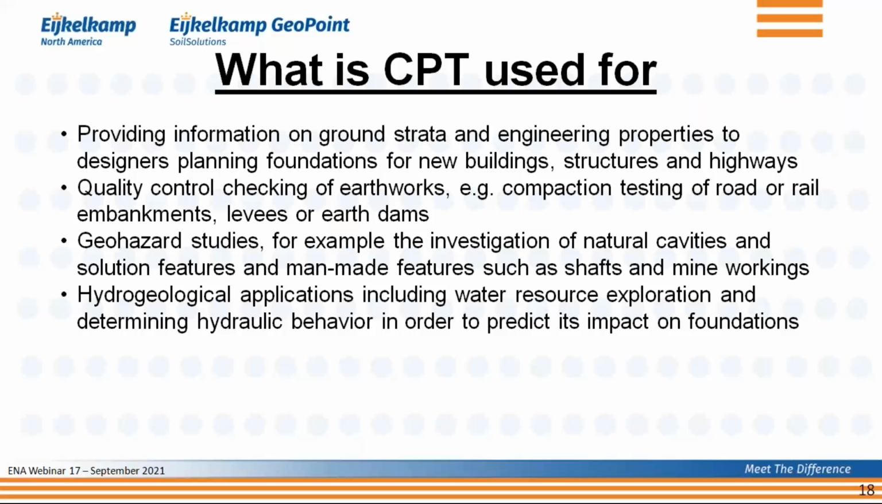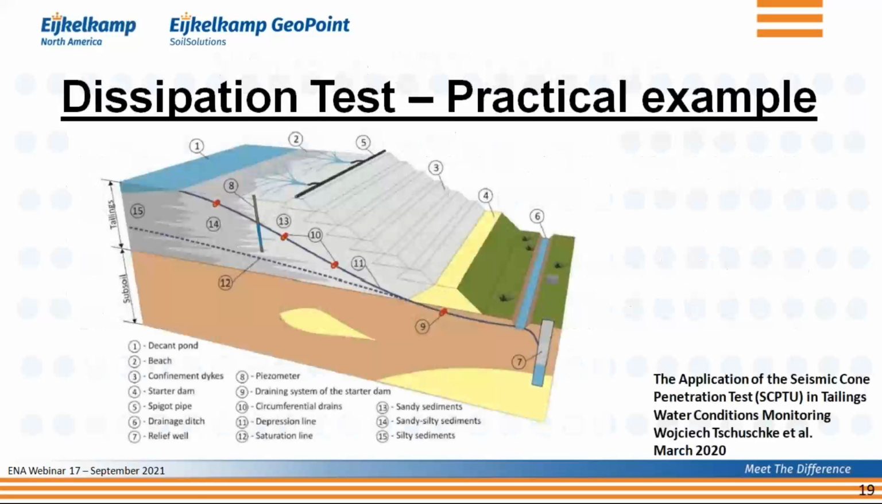Fourth item that I want to mention are hydrogeological applications, where you try to get more information about that hydraulic behavior and predict the potential impact. And I want to illustrate that with something that I found described in a paper that you see on the right-hand side, where basically you have a tailings pond, and you have a dam around it, a levee around it, and obviously inside the tailings pond, the liquid level is at this level, and then slowly it goes down.